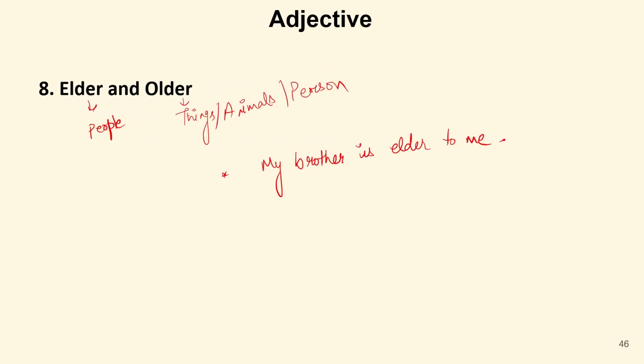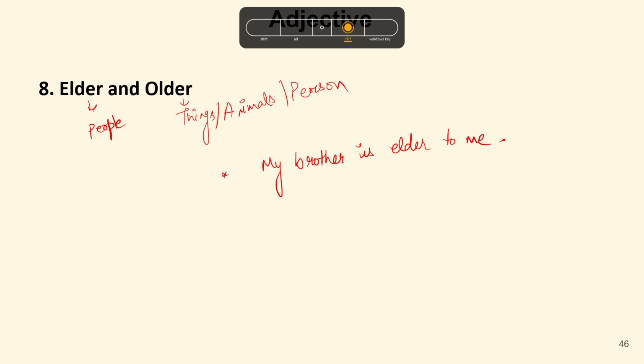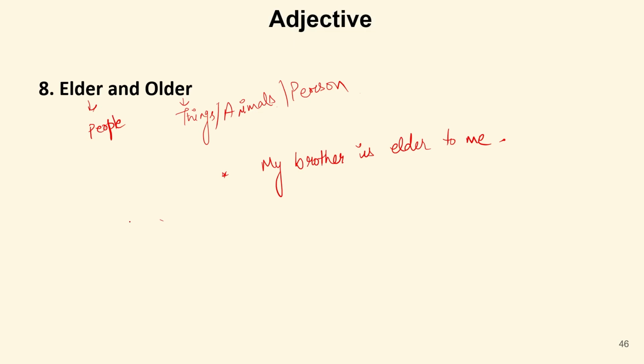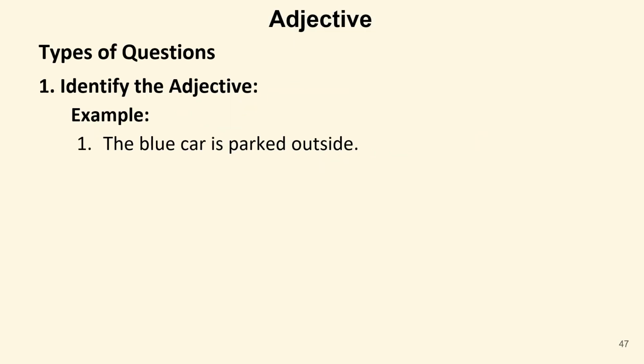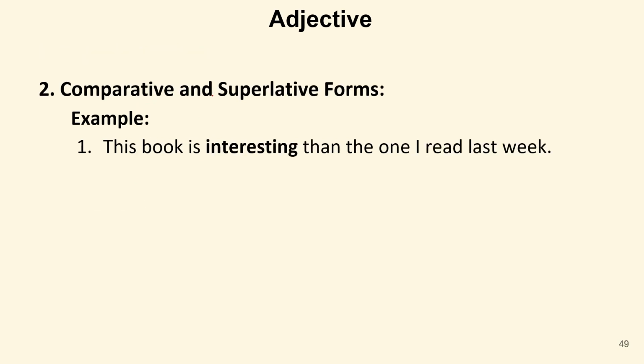Now we'll do some types of questions based on adjectives that you might encounter in your exam. The first type of question is to identify the adjective. The blue car is parked outside. Car is a noun and the word blue is qualifying it. So this is a descriptive adjective. Blue is an adjective.